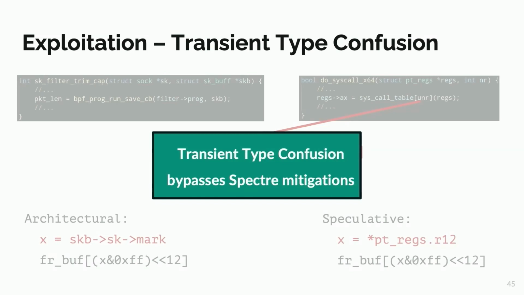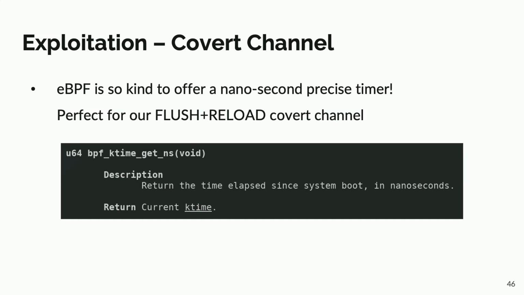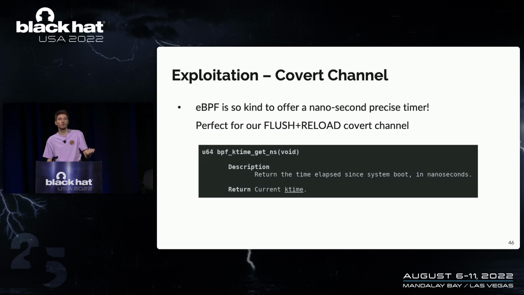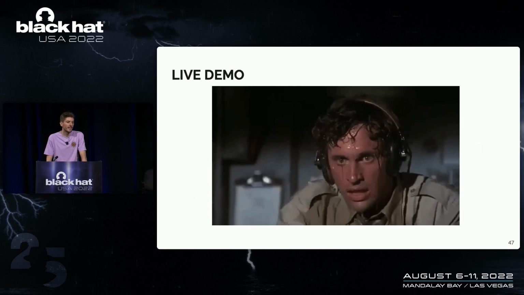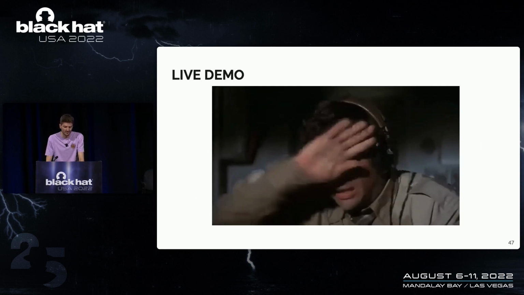And here inside is that transient type confusion, or basically Spectre Variant 2, really helps you to bypass Spectre mitigation. One last missing component is that we need a precise timer to distinguish cache hit or cache miss. And again, our beloved friend eBPF is so kind to provide it to us. So yeah, we have everything to build our exploit now. And let's try a live demo.